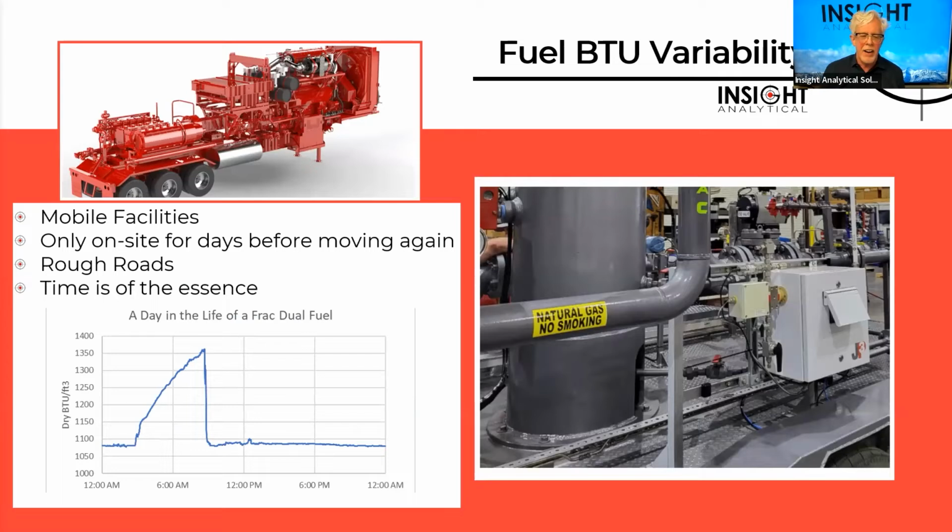And you can see they were running around 1080 BTU. And they had an event occur where they went very rich. BTU goes all the way up to 1350 over the space of several hours. So if they had no way of monitoring that, they would be running at completely the wrong air to fuel ratios and be running extremely rich on the fuel side, causing them a lot of problems. So having the analyzer there, we're able to actually see these kinds of excursions that can happen and adjust air to fuel ratios.